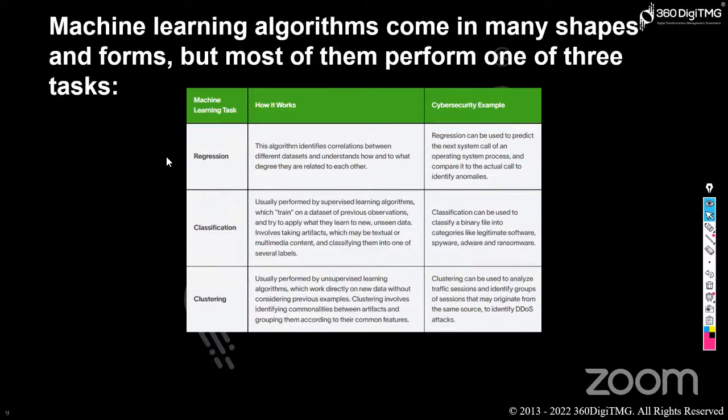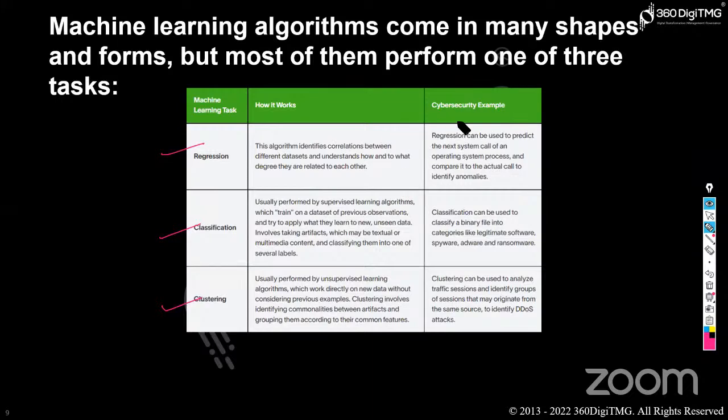Now, machine learning algorithms come in many shapes and forms, we know that. But most of them perform one of three tasks only. What are these tasks? One is regression, another is classification, then clustering. Again, what does regression do? The algorithm identifies correlations between different data sets and understands how, and to what degree, they are related to each other.